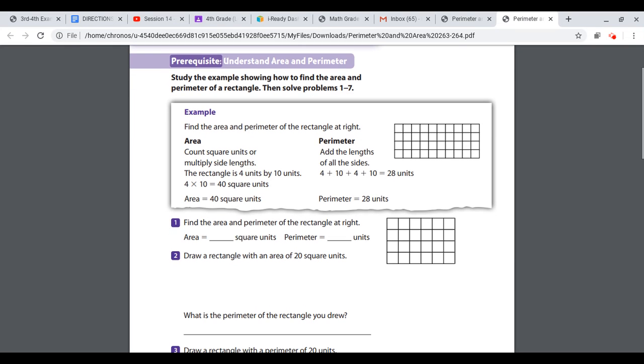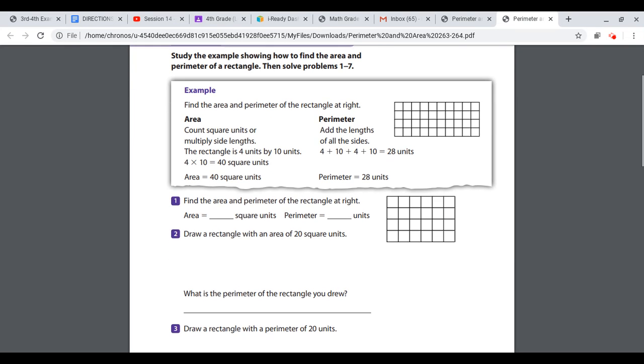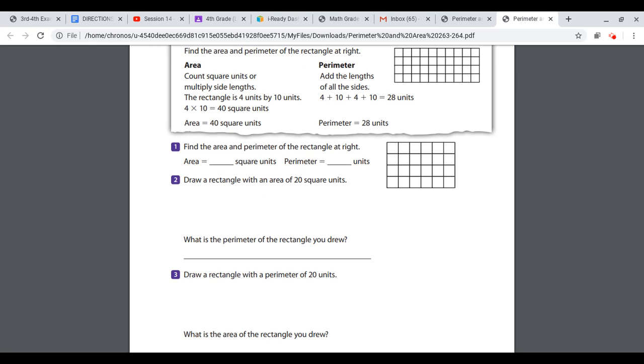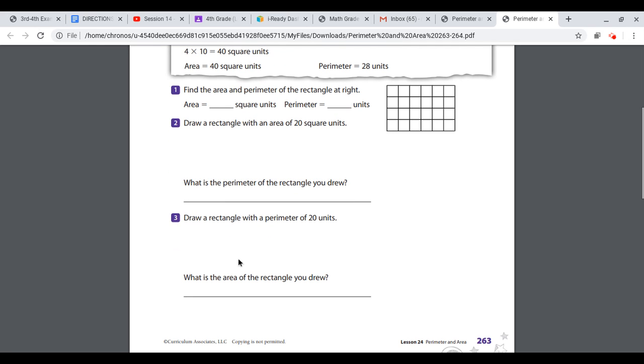So now you're going to do problems 1 through 7. Find the area of this rectangle and the perimeter. Number 2, you draw your own rectangle with an area of 20 square units. And then down here you write the equation for the perimeter. So whatever you drew for your area of 20, add up the sides and figure out the perimeter. 3 is sort of the same, except you're drawing a rectangle with a perimeter of 20, and then on this line you're finding the area of that.